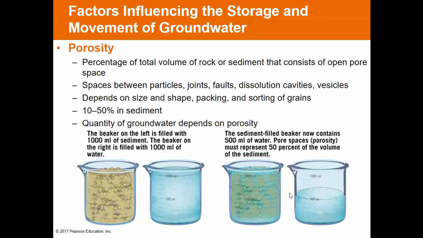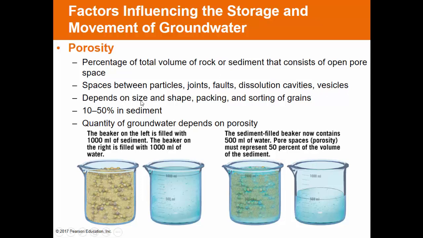How do we get water out of stone? How do you get blood from a turnip? How do you get water out of rock? How do you get water out of an unconsolidated sediment? It depends on its porosity, and it depends on its permeability. Porosity is the percentage of total volume of rock or sediment that consists of open pore spaces, the spaces between particles, in joints, in faults, and in cavities that have been dissolved, or vesicles. Remember vesicles, that's those little air bubbles when magma cooled very quickly.